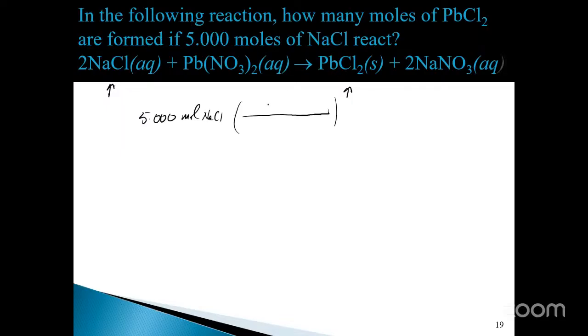So the question is, how do we express that here in the conversion factor? The answer is, because we're trying to find the moles of lead II chloride, I would put 1 mole of PbCl2 above as the numerator, and I would put 2 moles of NaCl below as the denominator. And then I'll work that out. So simple calculation here. Firstly, this will cancel out with that. So your final answer is going to be 2.500 moles of lead II chloride, and that would be the answer.